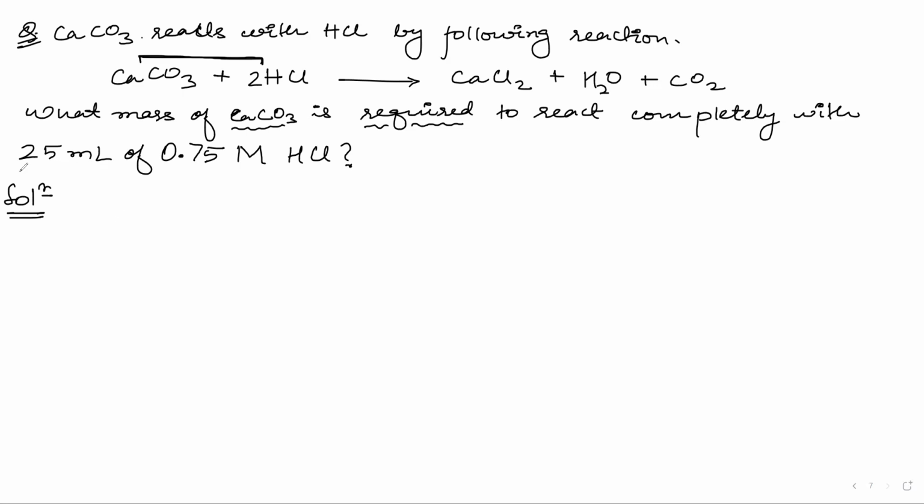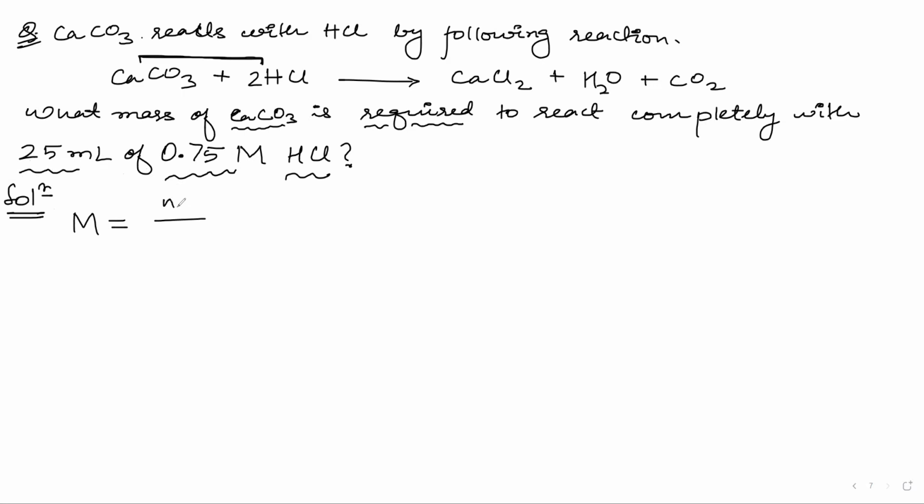So from here, we have been given 25 ml of 0.75 molar HCl. Now we have to calculate how many moles this is. If we have grams, then we can directly divide by molar mass. But here we have the concentration of the solution and also the volume. So we know that molarity is equal to what? Can you remind me the formula for molarity?